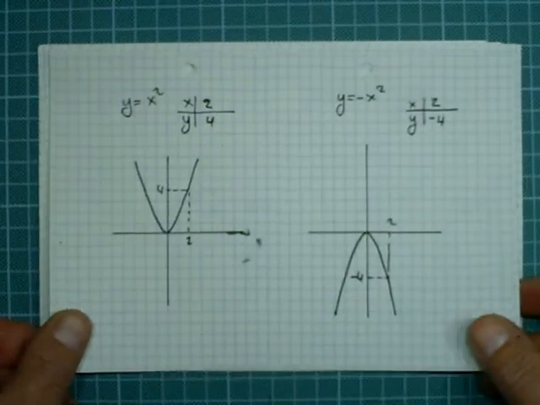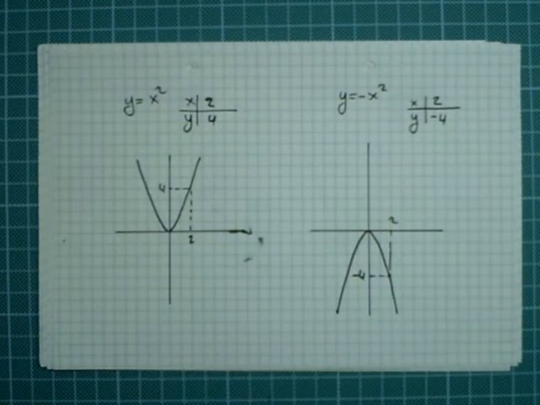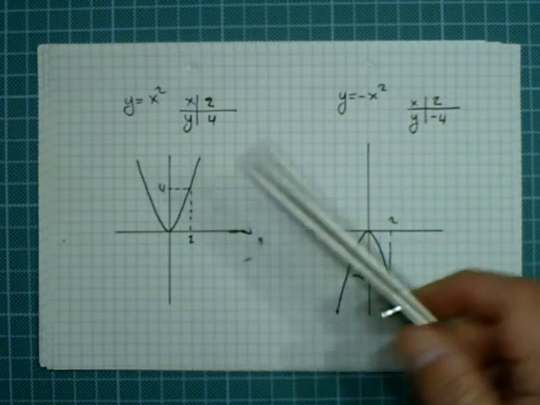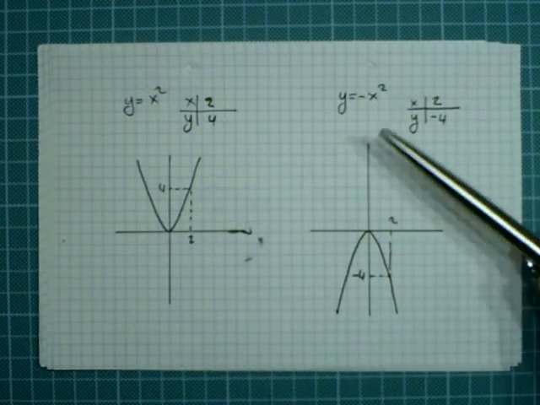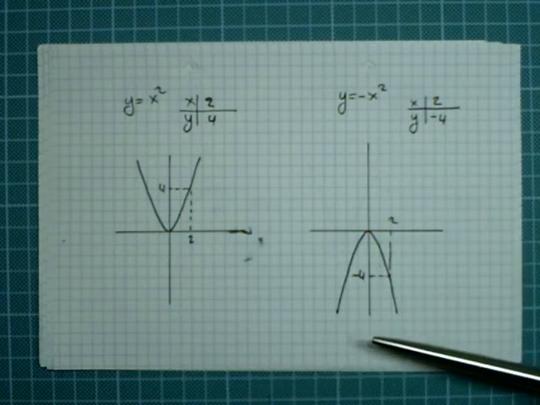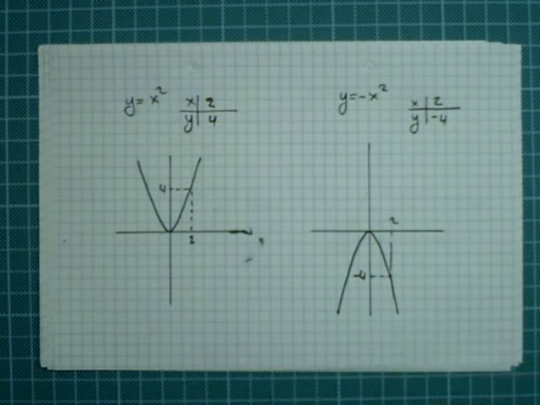And finally, we have 2 more cases. What happens if we put the minus sign before the right hand side? As we can see, we have a vertical reflection in the x-axis.